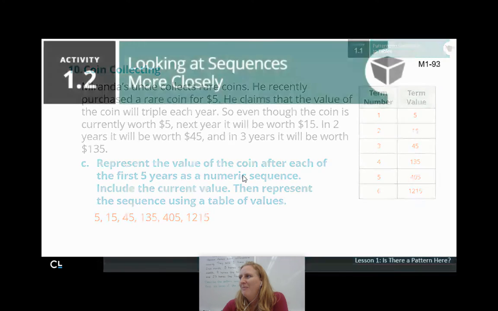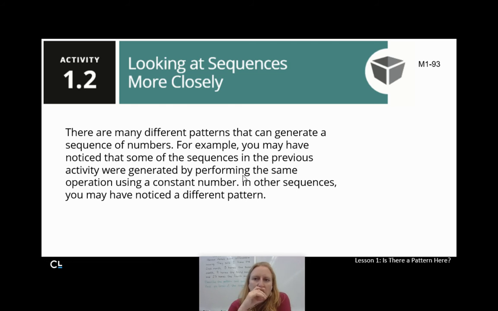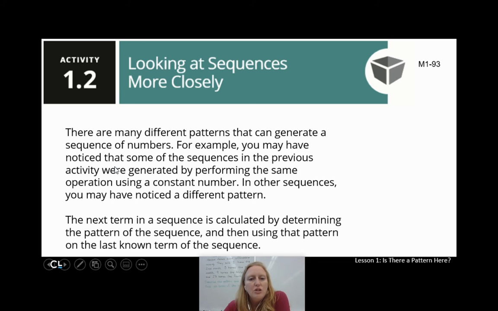Rock on. So let's look a little more closely. There are many different patterns that can generate a sequence of numbers. So for example, you may have noticed that some of the sequences in the previous activity were generated by performing the same operation using a constant number. And in other sequences, you may have noticed a different pattern. The next term in a sequence is calculated by determining the pattern of the sequence and then using that pattern on the last known term of the sequence.